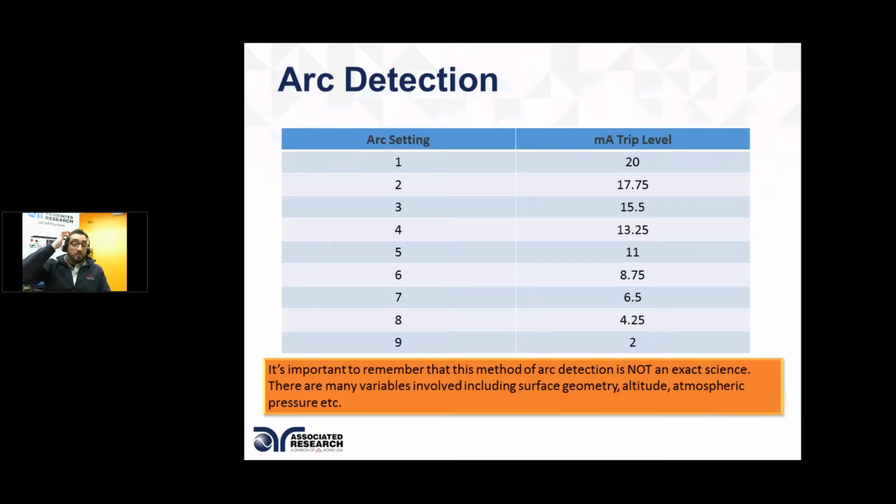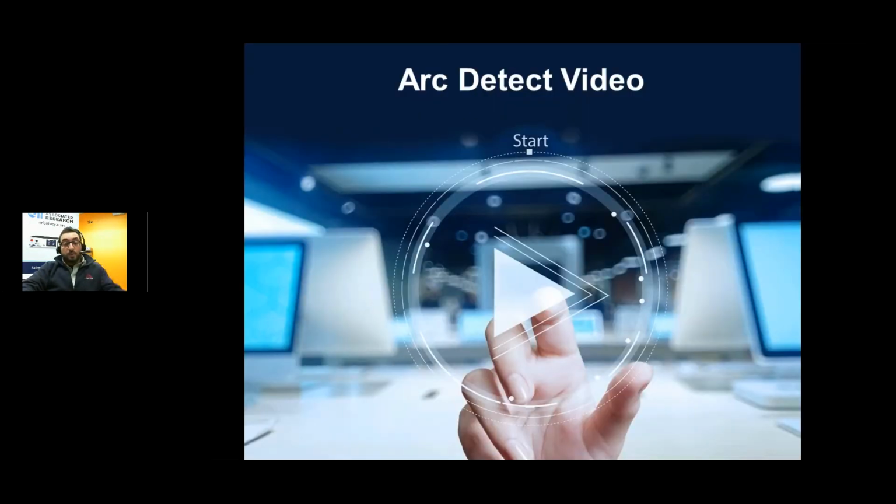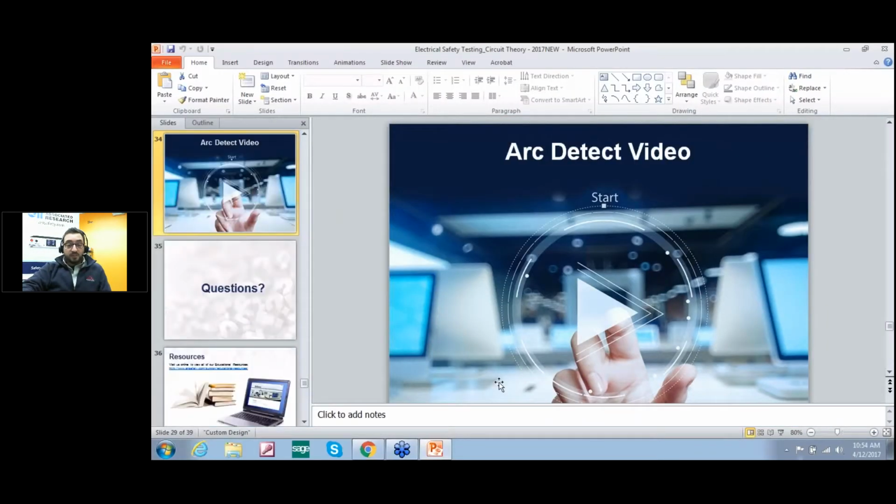And again, arc detection is usually present in most Associated Research HiPot test instruments as an extra feature. If you're not required to look for arcs, you don't have to use it. You can just turn it off, and it will never result in an arc failure. So what I do want to show you is a quick video on arc detection that I recorded.